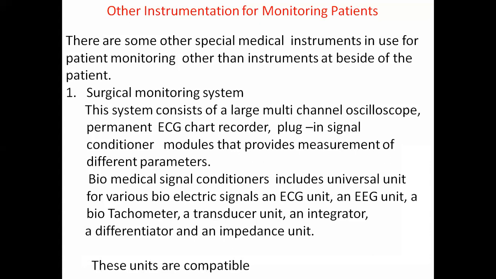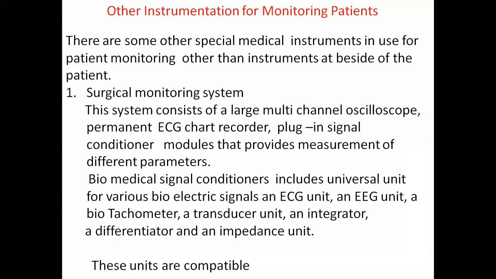In addition to this, there are certain instrumentation systems required for monitoring of the patients. Here there are three types of systems you can generally observe in any hospital. The first one is a surgical monitoring system, the second one is an atrial diagnostic unit, and the last one is a catheterization lab. These are the three types of systems other than the regular equipment used for patient monitoring. The first one is a surgical monitoring system.